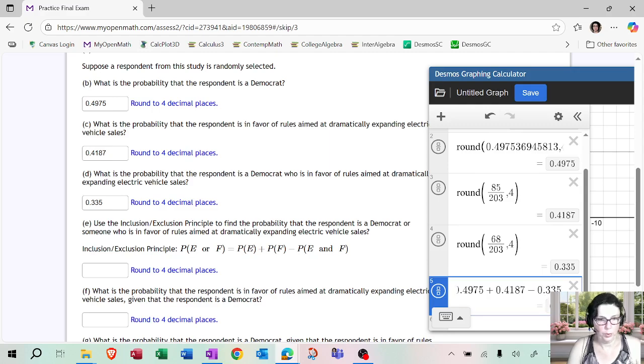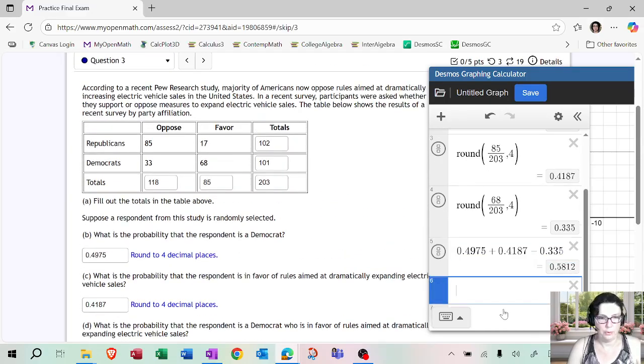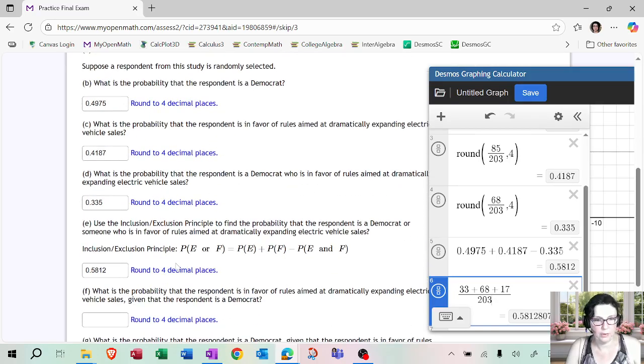Okay, and that would give us the same thing. I'm just going to show you: if you add 33, 68, and 17, and then divide that by 203, you should get exactly the same thing. This is just a slight rounding difference, but overall you'll get the same exact result.